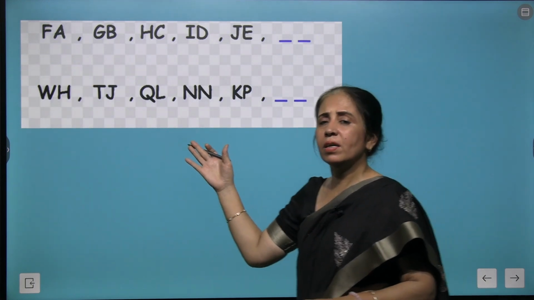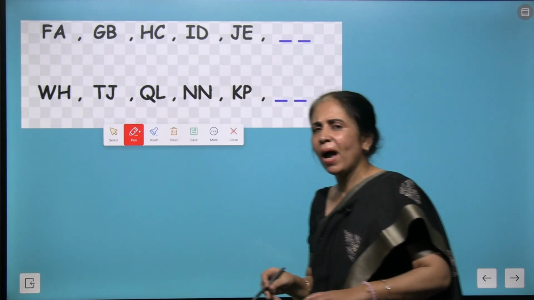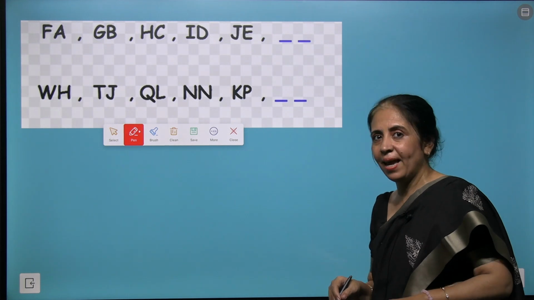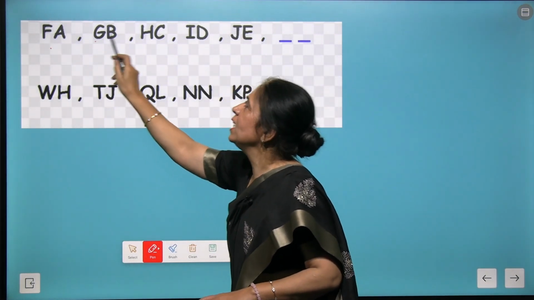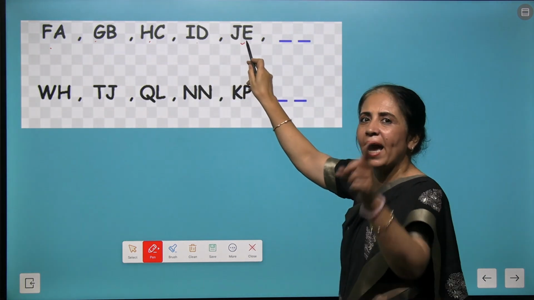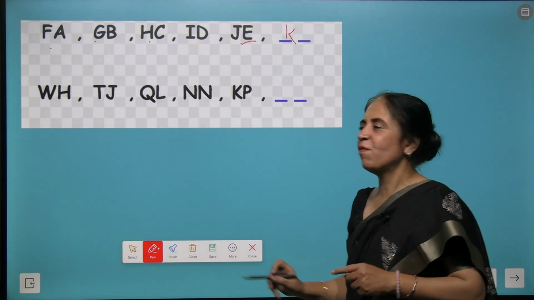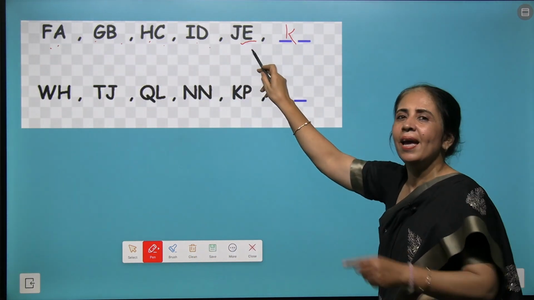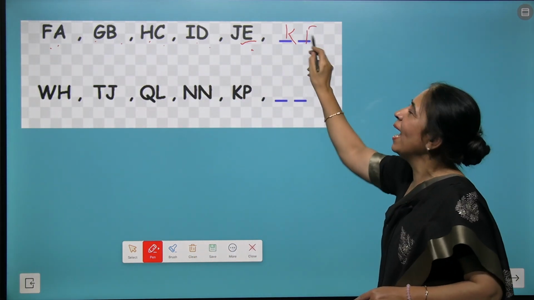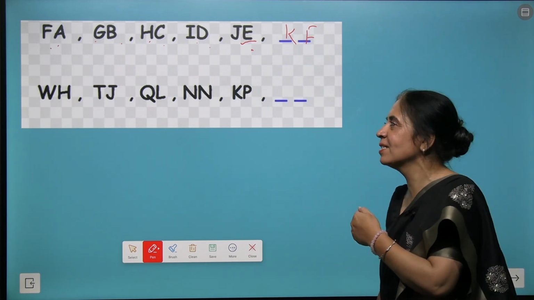Now we have a certain pattern here, and looking at the pattern, let's try to answer what comes next. So could you see that we have F, G, H, I, J and K, and the next alphabets will be A, B, C, D, E, F. Beautiful. That's the way we get the answers for certain questions, right?